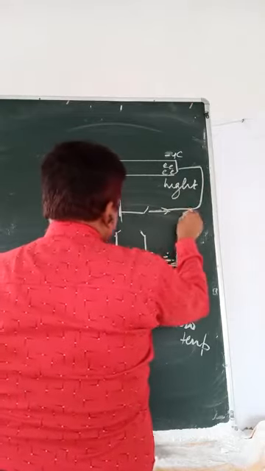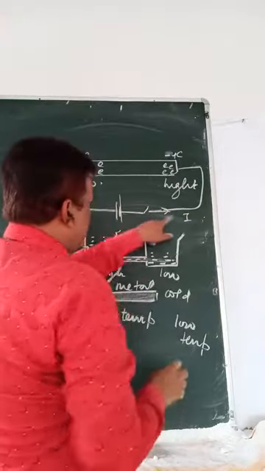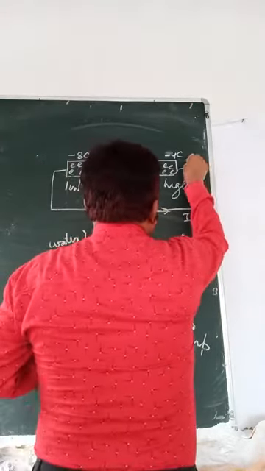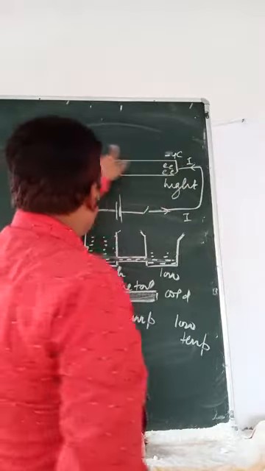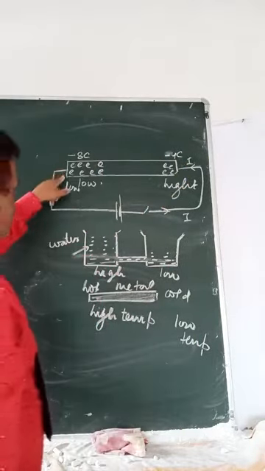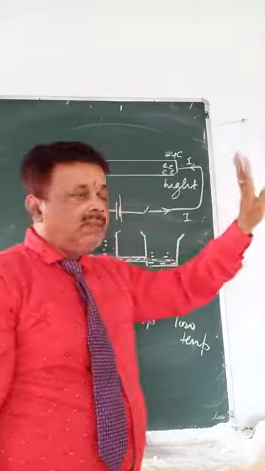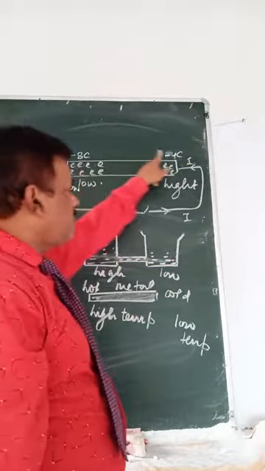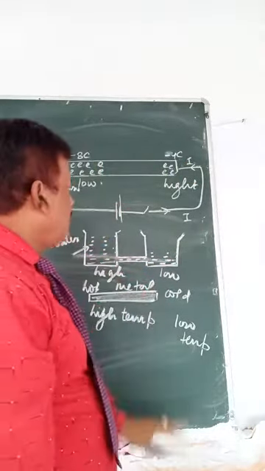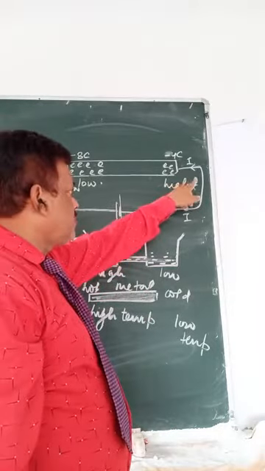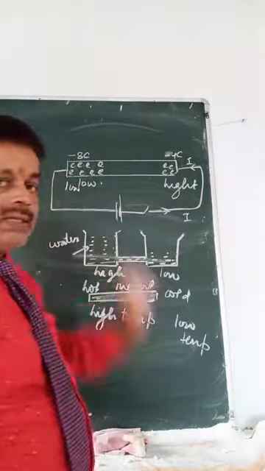So here is the flow of current. The flow of current is from high to low. Flow of electron is from low to high. That means from negative potential to positive potential, and the current flows from high potential to low potential.